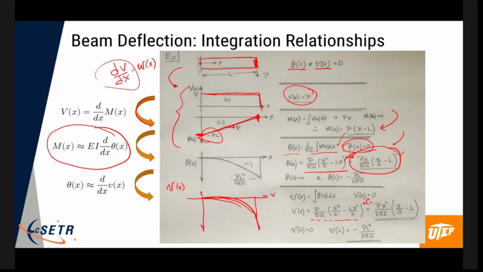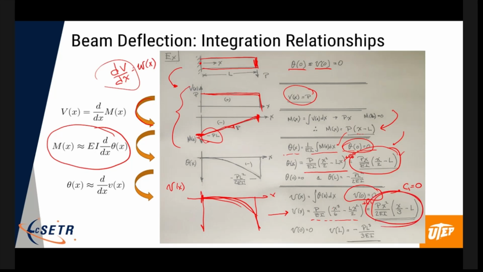But we need to apply the boundary condition that for this particular problem, the deflection at X equal to 0 is 0. And so if we put X equal to 0 into this equation and want it to go to 0, that's going to give us that C1 has to equal 0. Okay? And so that integration constant goes away. And then that finally gives us the final deflection curve here as follows.